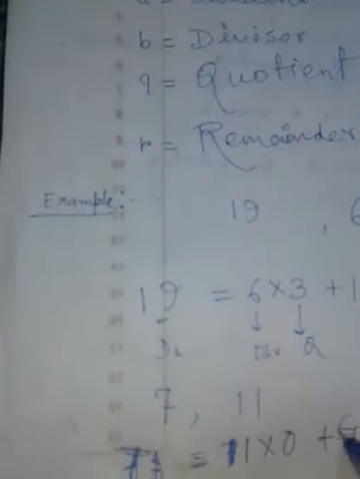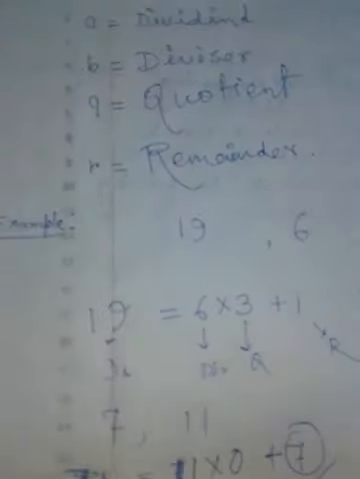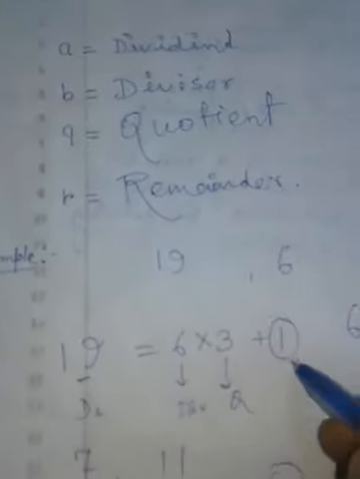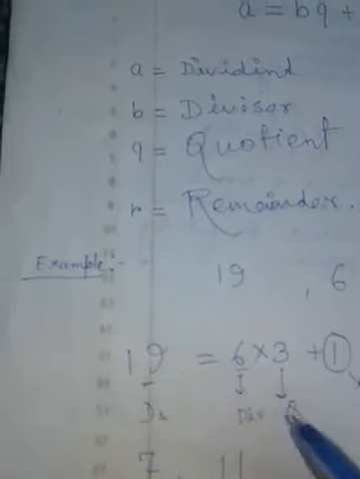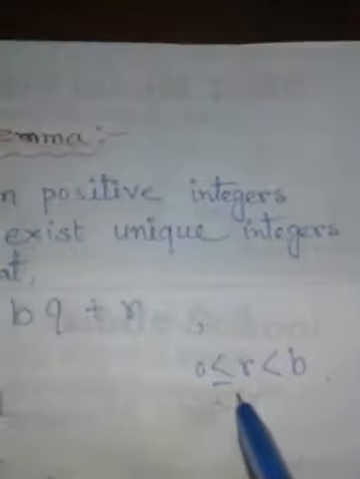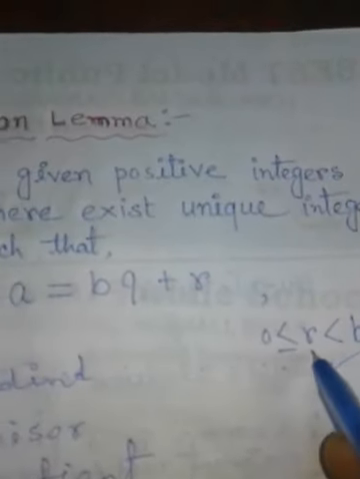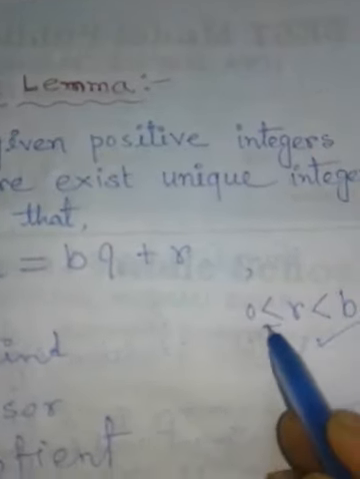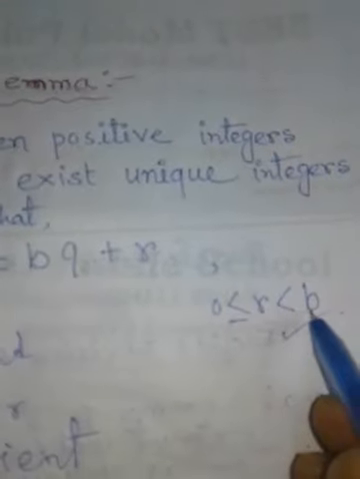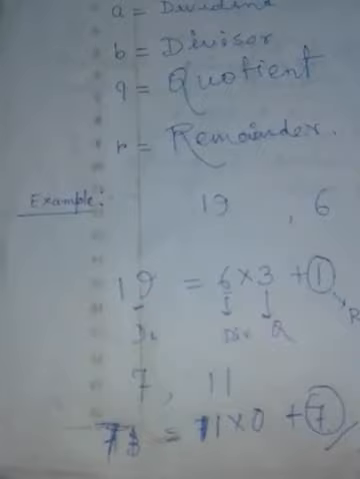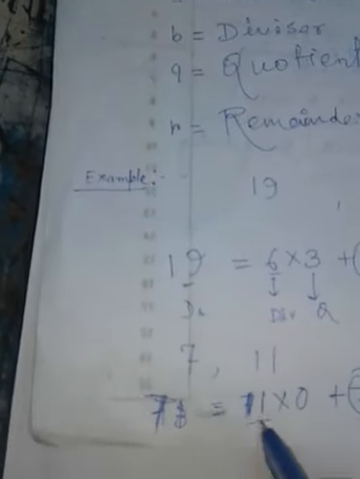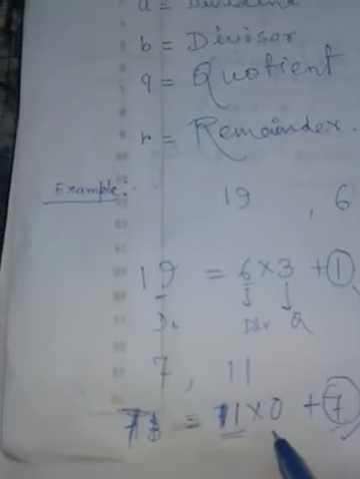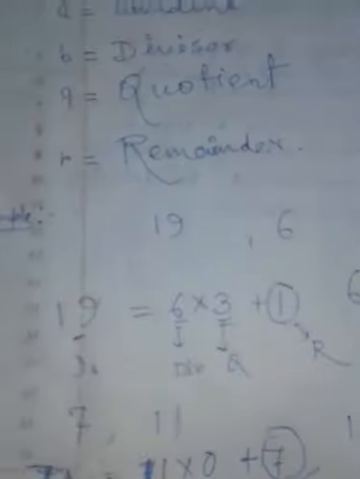Now notice that the remainders 7 and 1 are always less than the divisor, 11 and 6 respectively. So by the condition, the remainder is always greater than or equal to 0 but less than the divisor b. Quotient and remainder are unique.